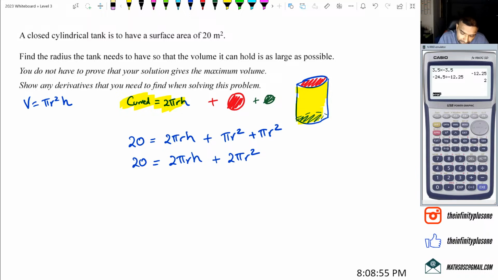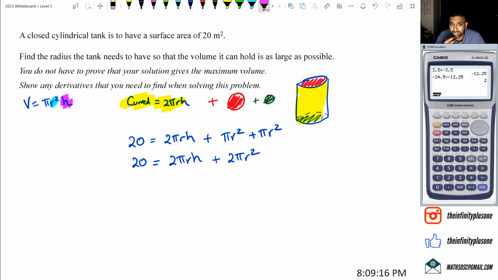So if you look at this particular volume equation, you've got an R and you've got an H as well. Ideally, you want to get rid of one of them. It doesn't matter which one, but you want to get rid of one of them. In some cases, it's easier to get rid of the R squared. Some cases, it's easier to get rid of H.